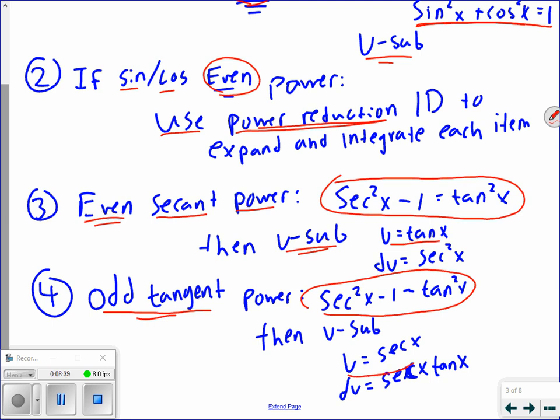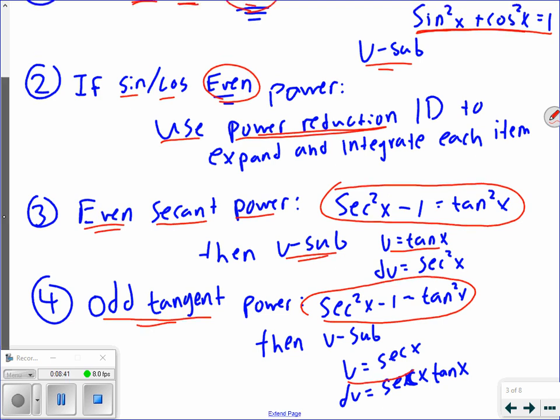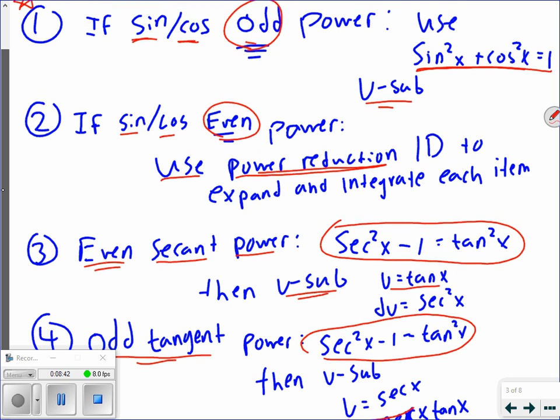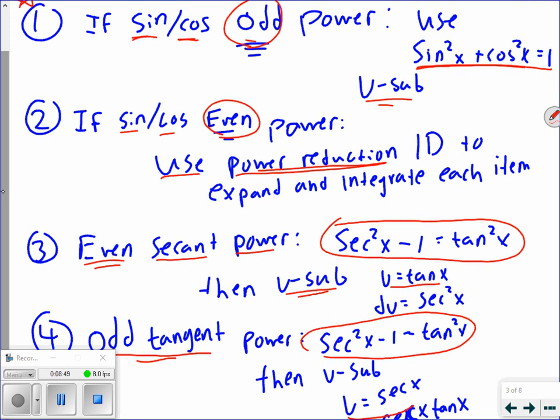So if you haven't already, pause the video and write down these steps, because this is the steps you're going to be referring to when you're doing these types of trig problems. Everybody wrote it down yet? All right, I'm assuming everybody has.